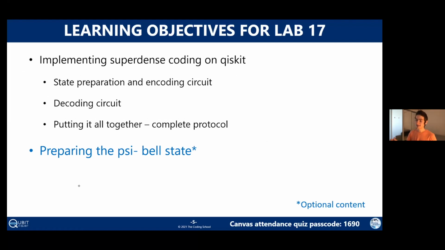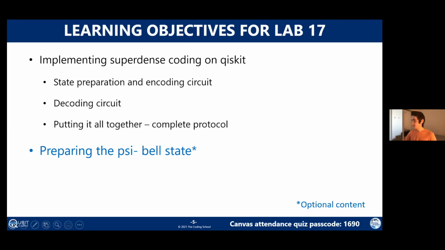And then the optional content today is preparing the psi minus Bell state, which is kind of continuing on the tradition from the past couple of weeks. We learned how to create phi plus, we learned how to create phi minus. We will look at psi plus. Just try and keep in mind all these different Greek letters. We'll look at psi plus today, and then we will look at psi minus also today in the optional content. So then you'll have seen a full explanation, hopefully, of all the different Bell states.